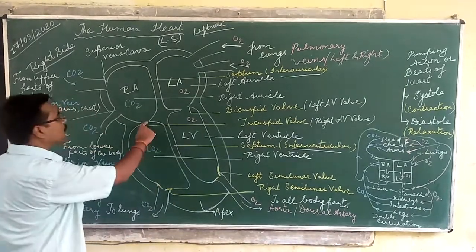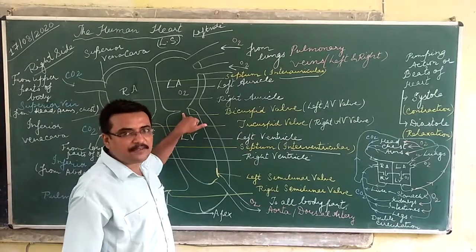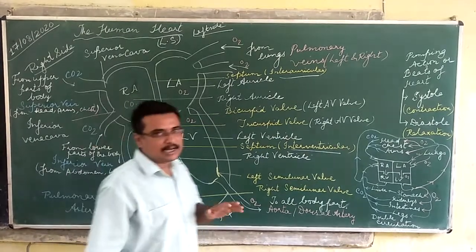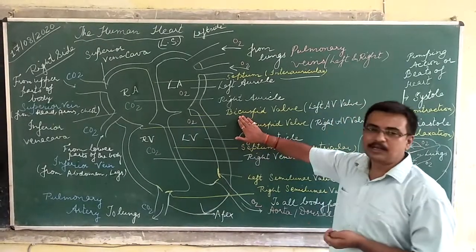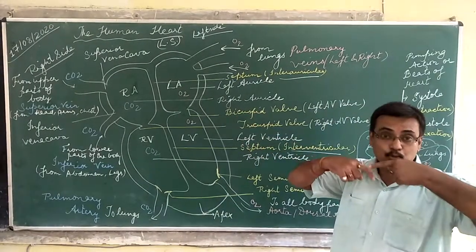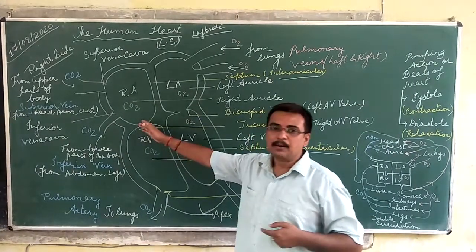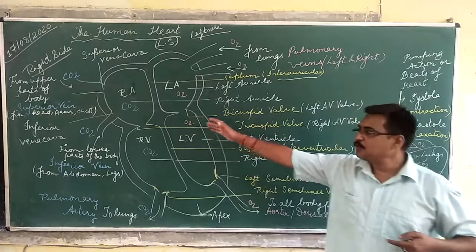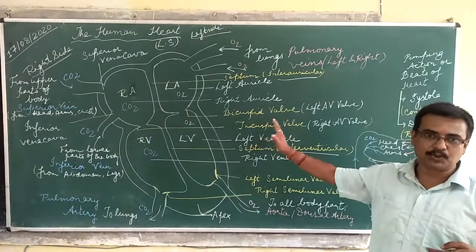This is also what we are calling the auriculo-ventricular valve. So we are calling this side the left AV valve, and this side the right AV valve. The left AV valve is called the bicuspid, as it has two muscular cusp-like flaps, and this one has three muscular cusp-like flaps, which is called the tricuspid.